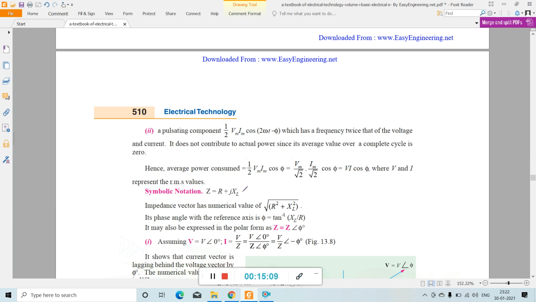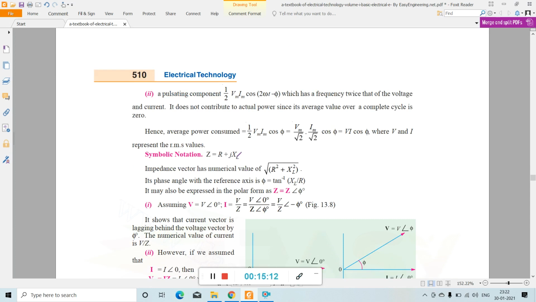So these are the symbolic representations given here in bullet points. See, Z is equal to R plus jXL. Impedance is equal to what? R means resistance, then plus the j operator, then the inductive reactance. So this is represented by complex notation. Z is equal to R plus jXL. The impedance vector has a numerical value of the square root of R square plus XL square, and the phase angle with the reference axis is phi equal to tan inverse XL by R.